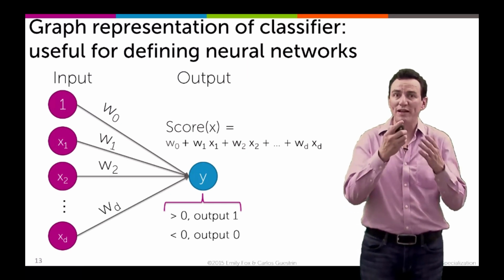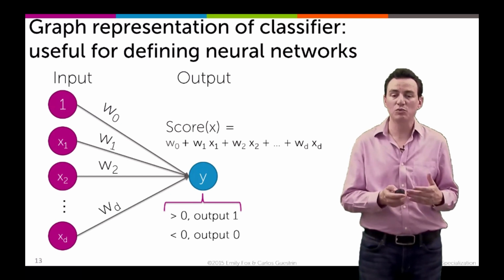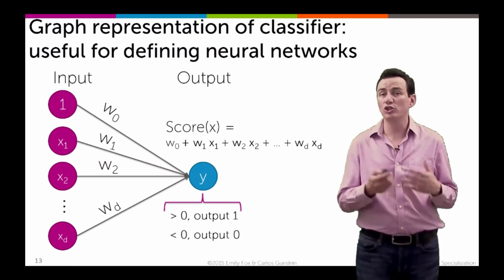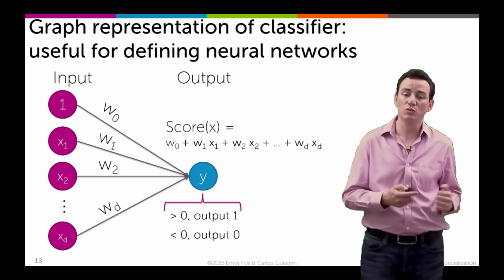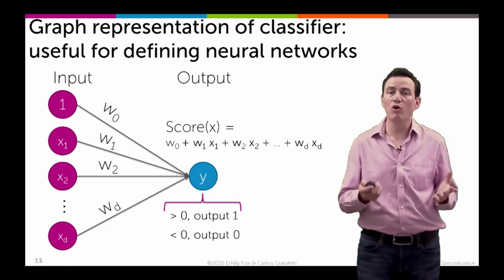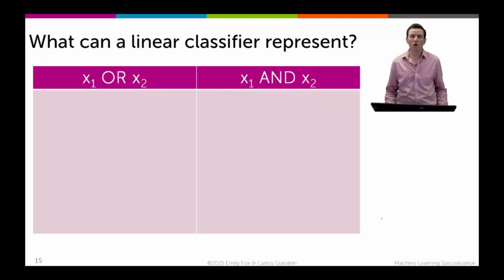And so if you imagine multiplying the weights W0 through WD with the features X1 through XD and the coefficient 1, you get the score. And when the score is greater than 0, we declare the output to be 1, and when the score is less than 0, we declare the output to be 0. This is an example of a small one-layer neural network. So we describe the small linear classifiers as a one-layer neural network.